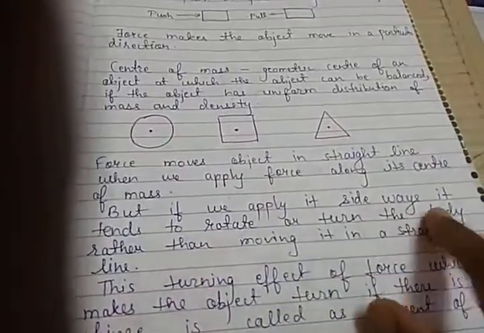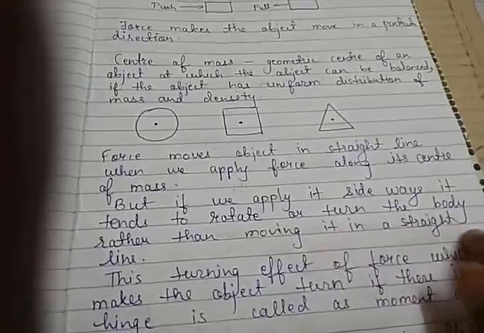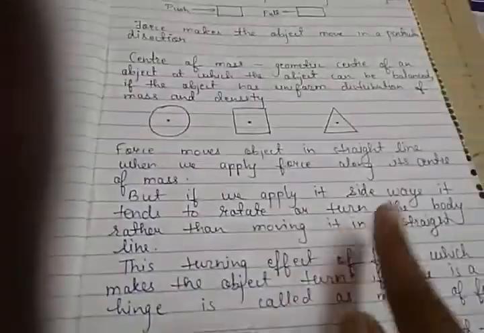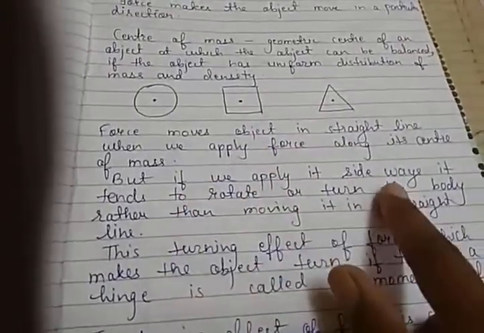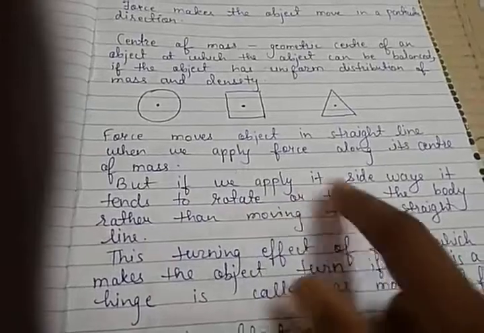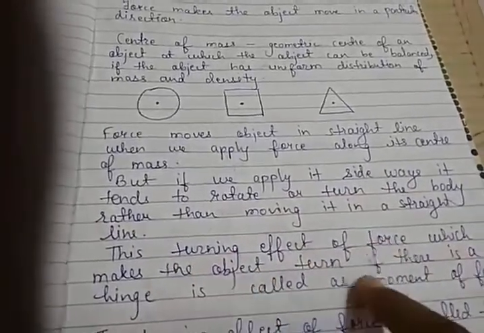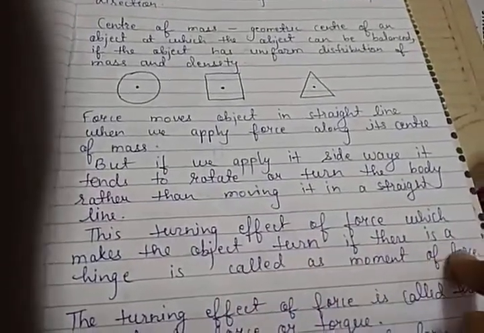But if we apply it sideways, it tends to rotate or turn the body rather than moving it in a straight line. तो अभी हमने देखा, when we apply in a straight line, it moves in a straight line. But when you apply sideways, it will turn the object. This turning effect, or rotating effect, given to an object is known as turning effect of force, which makes the object turn if there is a hinge. This is called moment of force.